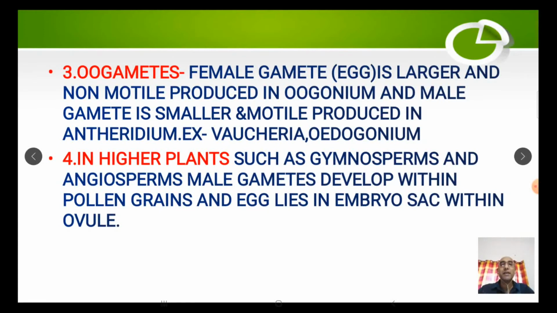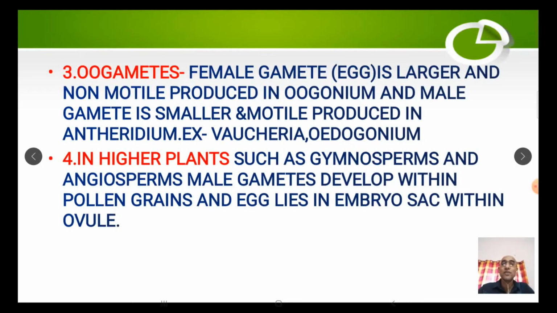Now next one is oogametes. Here the female gamete, which we know as egg, is larger and non-motile, produced in specialized structure called oogonium. What is that called? Oogonium. Now the male gamete is smaller and motile. That means the male gamete can move with the help of flagella and is produced inside a specialized structure called antheridium. Now this is an improved, more advanced one.